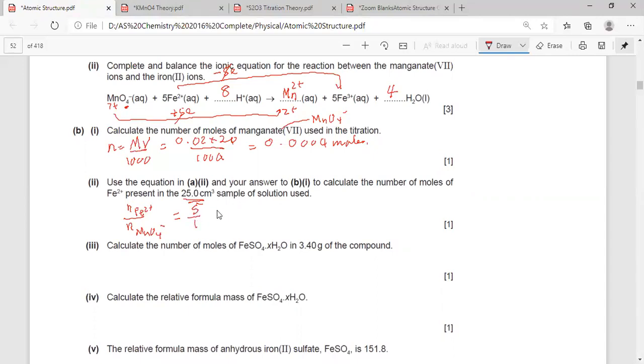So number of moles of Fe2 plus is equal to 5 times 0.0004. Okay, it's 0.002 moles. In what volume? In 25 cm3. Now, make sure you know, that current number of moles of Fe2 plus is the whole thing dissolved in where? In your 250, is it?